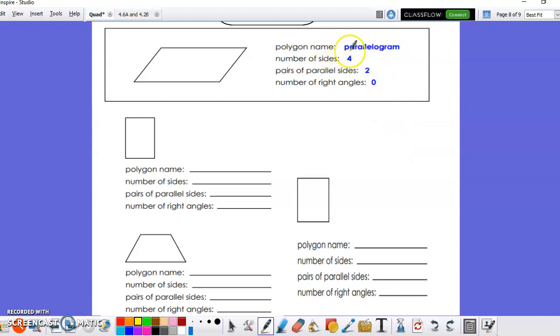We have a parallelogram, has 4 sides, 1, 2, 3, 4. Pairs of parallel sides 2, and number of right angles is 0. This shape right here is a rectangle. Number of sides is 4. Number of parallel sides, this side and this side, and this side and this side. So it's 2 pairs. And number of right angles here is 1, 2, 3, 4.